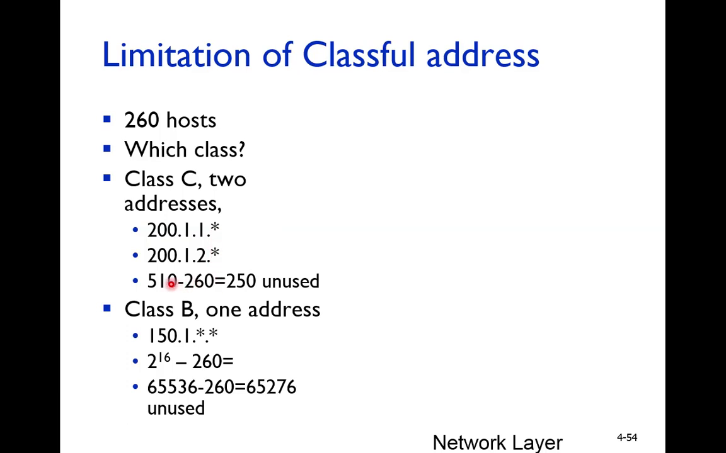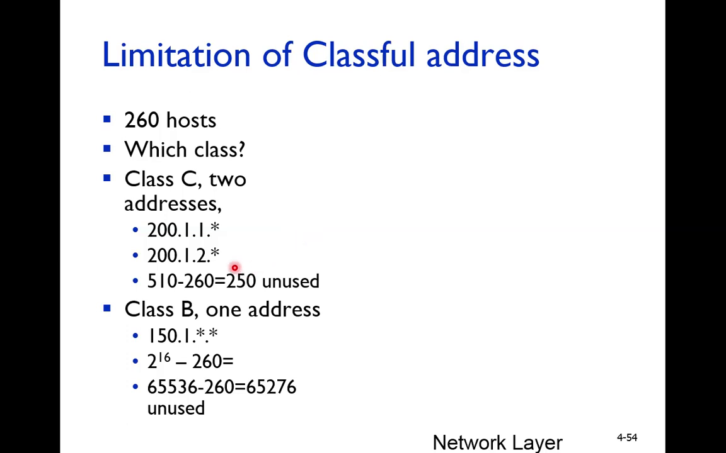Out of 512, 260 IP addresses will be used, but the remaining 250 IP addresses will be unused. And if they are unused, they cannot be used by another organization. Why? Because when this network part is assigned to our organization, all hosts of those IP addresses are assigned to this organization. This IP address cannot be used somewhere else.